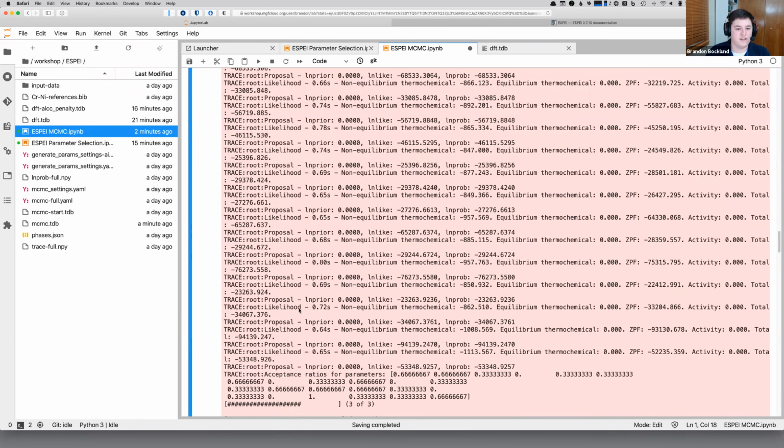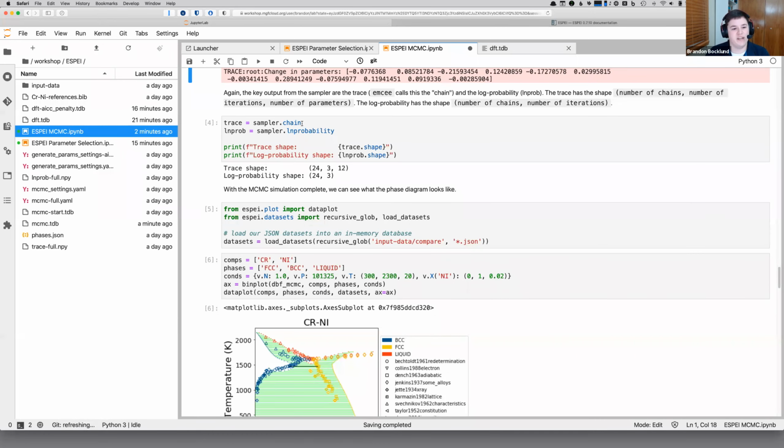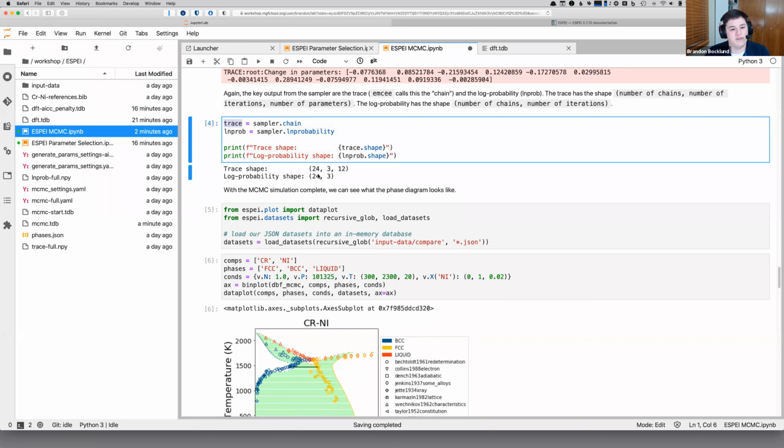So what that means, and what we can do with that, is the sampler object gives you the chain, which we call the trace. It gives you all of the chains and all of the iterations back as an array. In this case, the array shape is 24, the number of chains, by 3, the number of iterations, by 12, the number of parameters. Every single value of the parameters that we accepted to the Markov chain is contained here in this trace. This is where you can see all the proposed parameters.